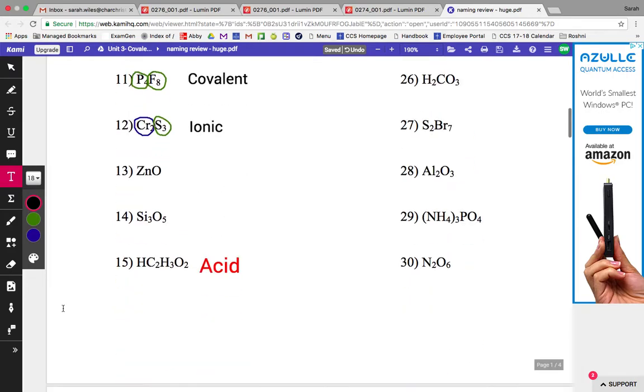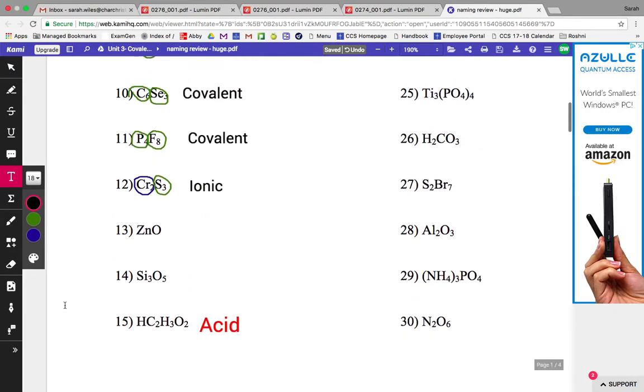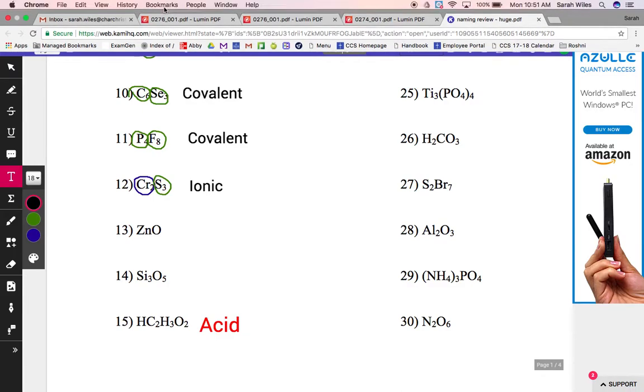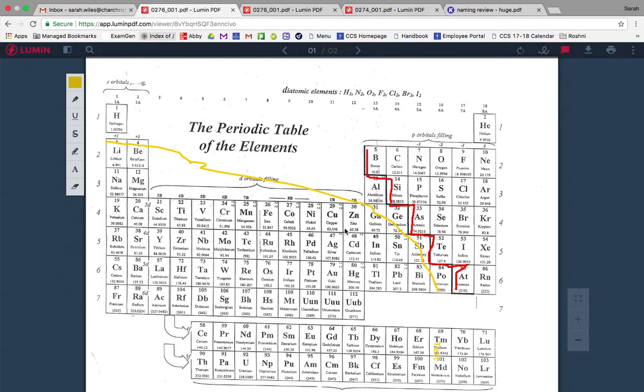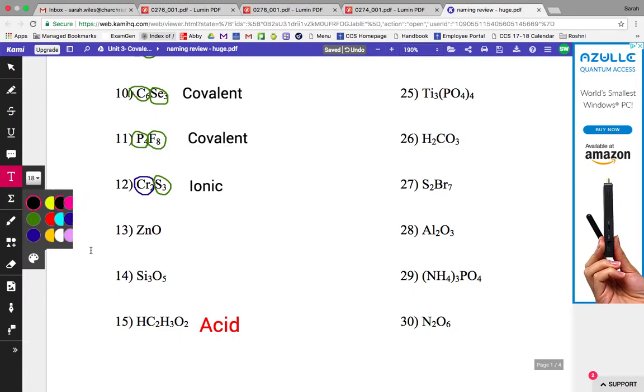Zinc, oxygen, 2 capital letters. When there's 2 capital letters, you go to the periodic table to find out if they are metals or nonmetals. Zinc is to the left of the staircase. It's a metal. Oxygen is to the right of the staircase. It's a nonmetal. Metal, nonmetal is ionic.